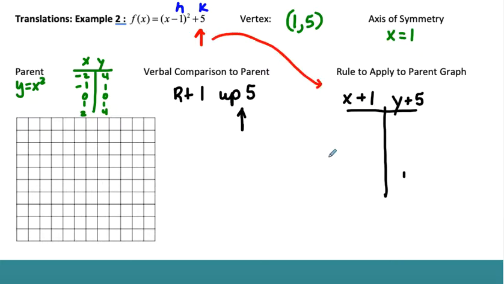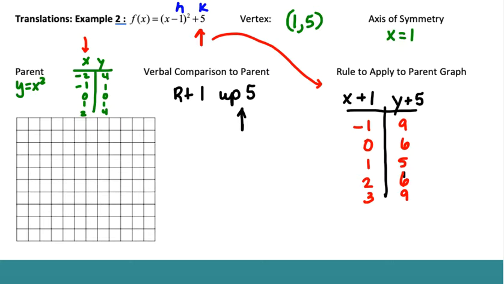Now that rule I'm just going to apply to my parent graph. So all of my x's I'm going to add 1. So that's going to give me -1, 0, 1, 2, and 3. And all my y's I'm going to add 5. So that's going to give me 9, 6, 5, 6, and 9.